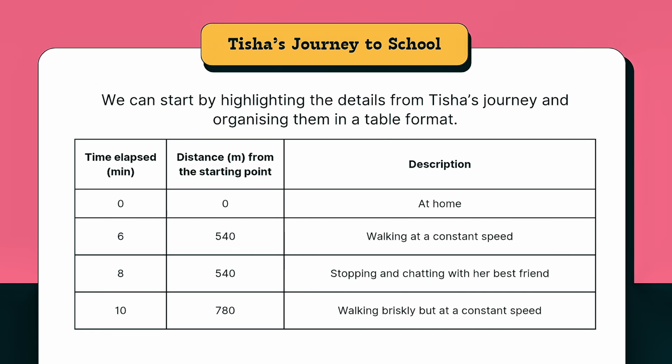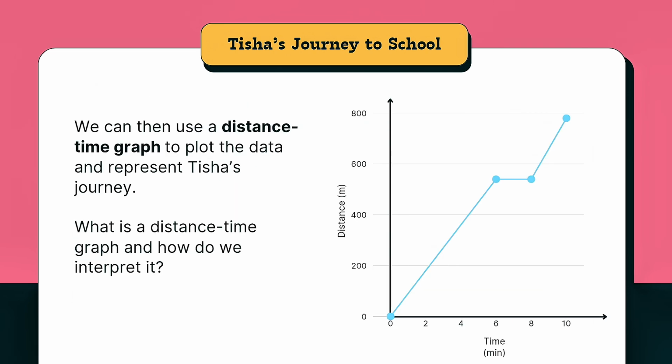In a distance time graph, the horizontal axis, also called the x-axis, represents time. And the vertical axis, also called the y-axis, represents distance or position. So time goes on the bottom, and distance goes on the side. Now we start plotting the points. First point, 0 minutes and 0 meters.